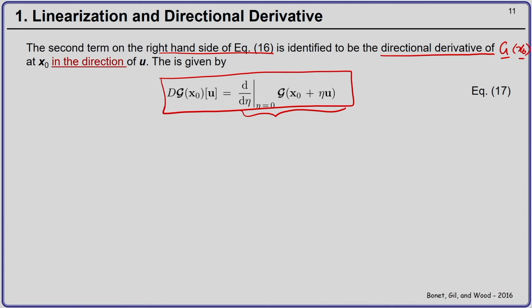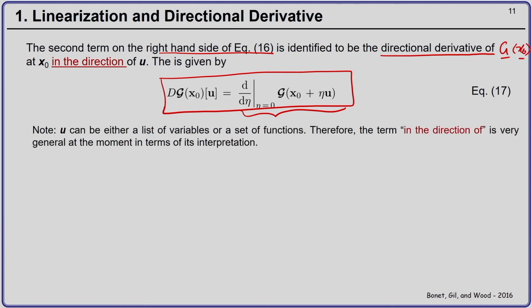So, you write the nonlinear equations by substituting x as x 0 plus eta u. Then you take the derivative of that with respect to eta, and then finally, you substitute eta equal to 0. So, this will give you the directional derivative of g at x 0 in the direction u.